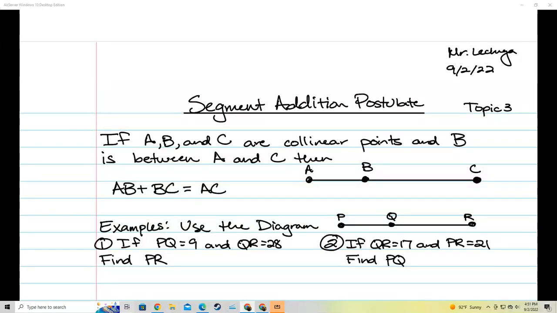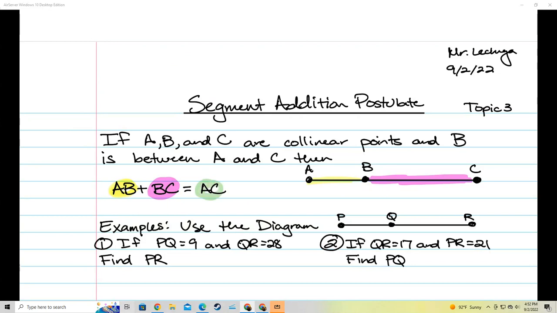We're going to go ahead and color code these. I'm going to be using three colors: yellow, pink, and blue. So they're saying segment AB, which is this segment right here, plus BC, which is this segment right here, and I add those two segments together, then what I should end up with is segment AC.